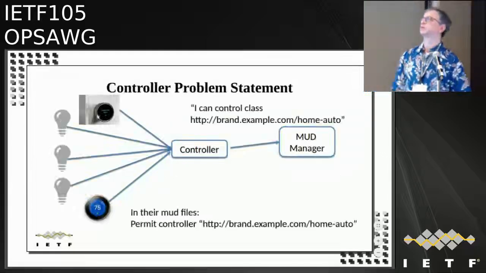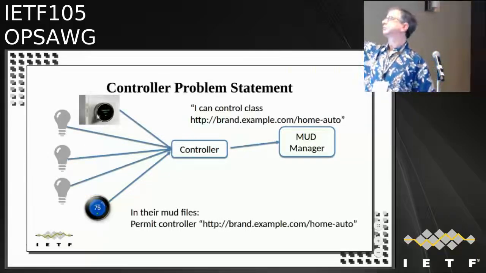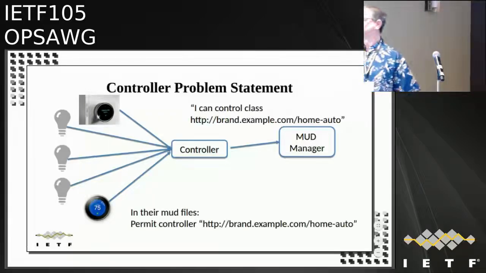And so this is how it works. This one says, I can control class brand.example.com/homeowner. And these devices all, forgive me for stepping outside the line for a moment, put in essentially a permit statement that says, let me access this thing. So you have a nice rendezvous.